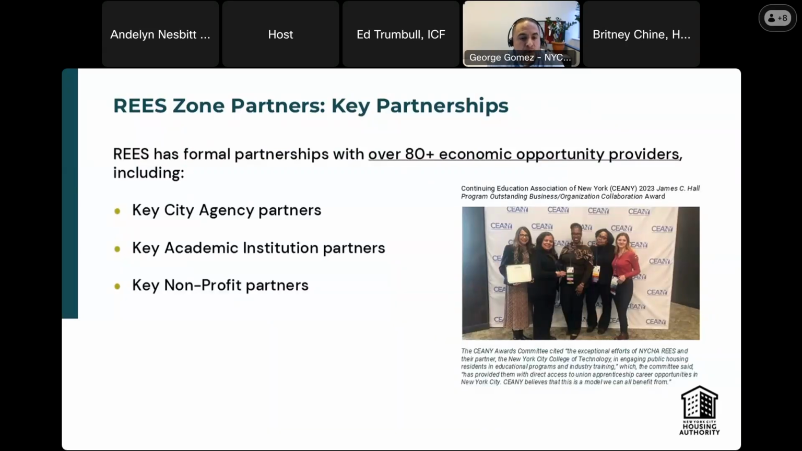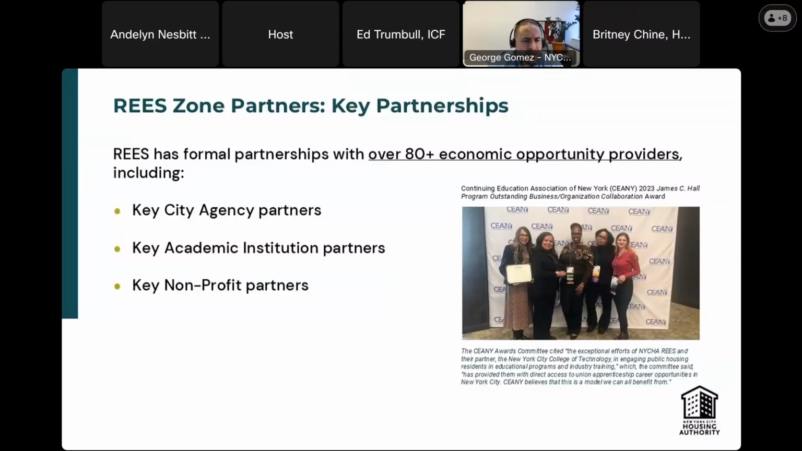So again, REES has formal partnerships with over 80 economic opportunity providers, which we have broken down into 3 key partnership categories that include city agency partners, academic institutions, and nonprofit partners that all have been instrumental in connecting our residents to training, jobs, and career pathways, even including preparing them for Section 3 related opportunities. And just to list a few, some of our key city agency partners include New York City Small Business Services and the Workforce One Centers. We also have New York City Human Resources Administration and the New York City Office of Talent and Workforce Development.